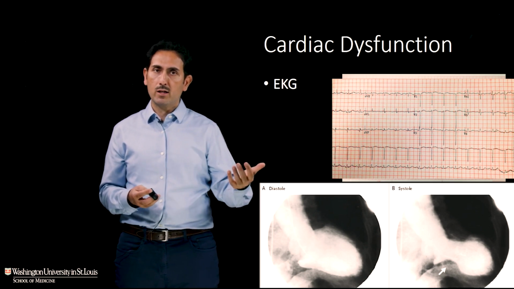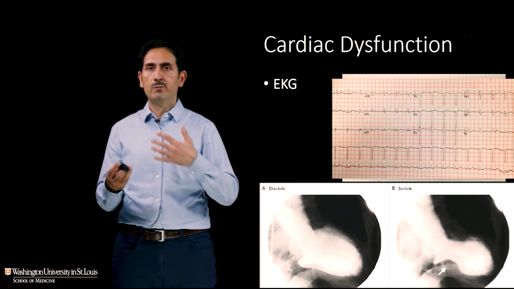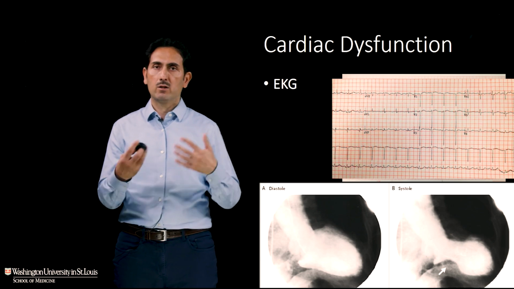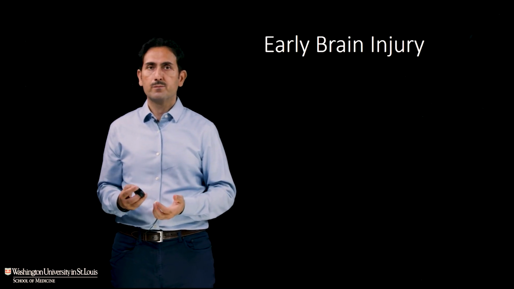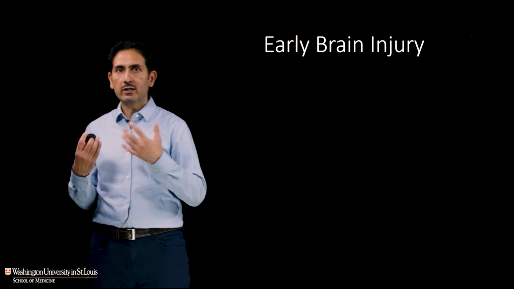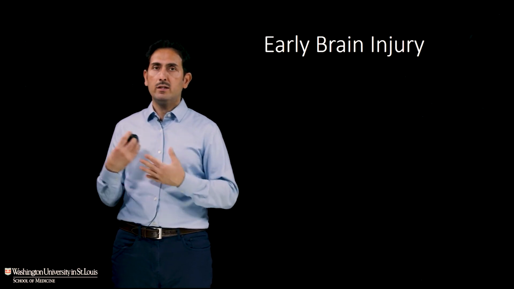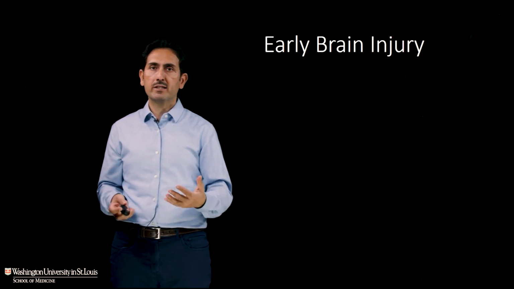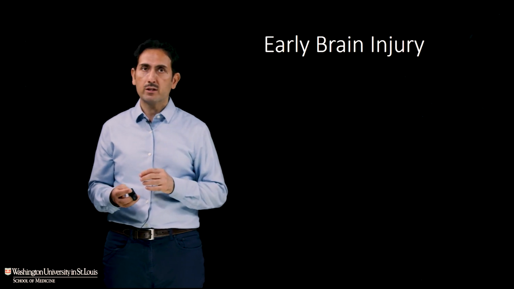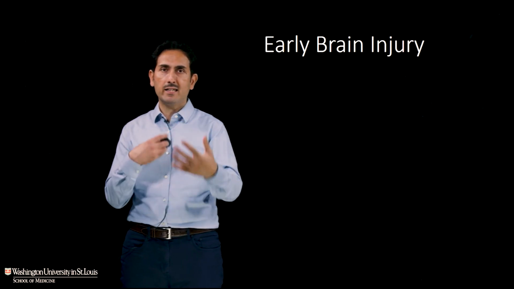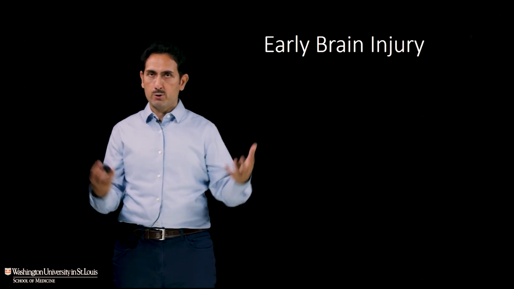Now that's reversible over time, but it is important to be aware of because you may need to provide cardiac support to those patients. As I said, that early injury affects the heart, sometimes can affect the lungs with pulmonary edema, affects hydrocephalus, rebleeding, but the other thing to worry about is early brain injury. And early brain injury means a cascade of things that happen after the aneurysm ruptures.